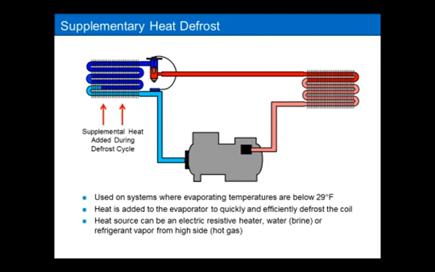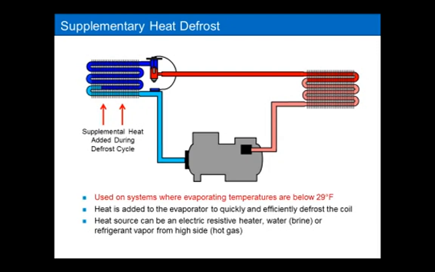You have to add heat to the coil to defrost it quickly and efficiently. One of the things you want to achieve is a quick, efficient defrost. You don't want to leave this unit in defrost too long, and you don't want to leave it in defrost too short either. You've got to have that perfect combination of a quick, efficient defrost: get the frost away from the coil, melt it away, and then turn the unit back into the refrigeration mode.